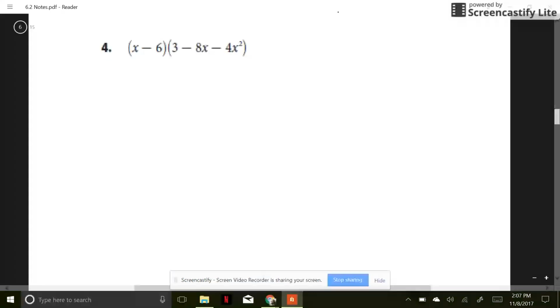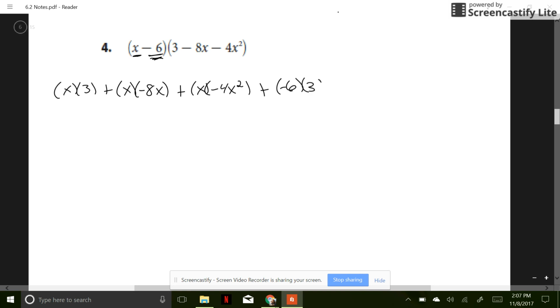We're going to do the same thing here. First, I multiply x by everything in the second polynomial. So x times 3 plus x times negative 8x plus x times negative 4x squared. Now you multiply the negative 6 by each of the terms. So negative 6 times 3 plus negative 6 times negative 8x plus negative 6 times negative 4x squared. Be careful with the powers. Make sure they go with it.